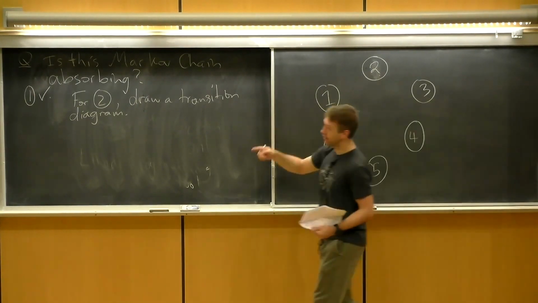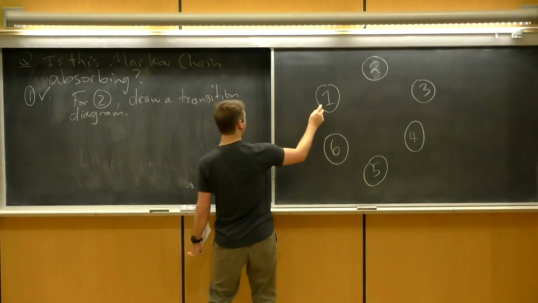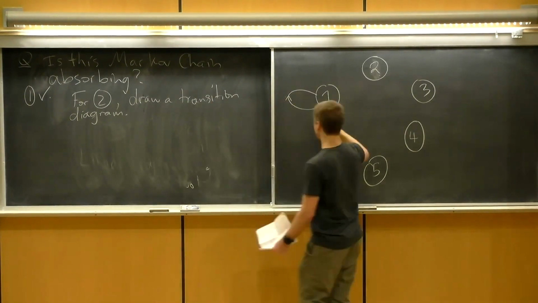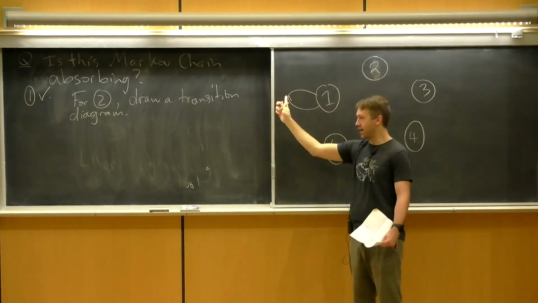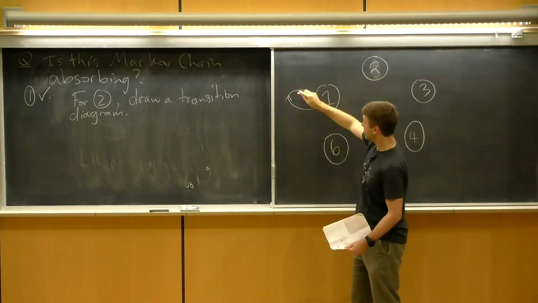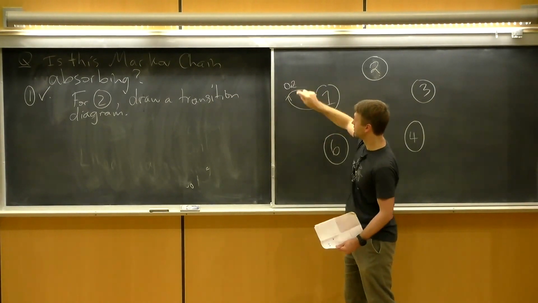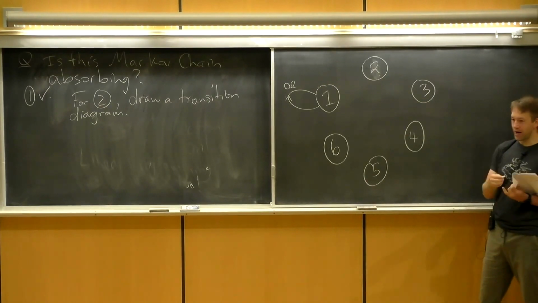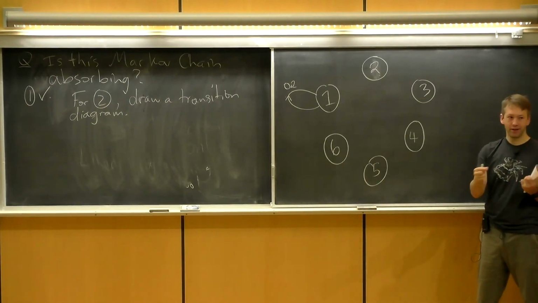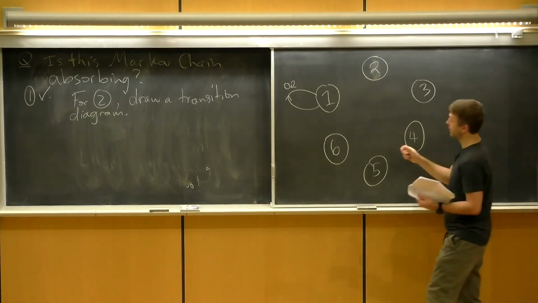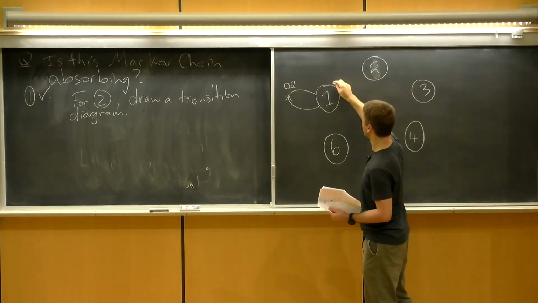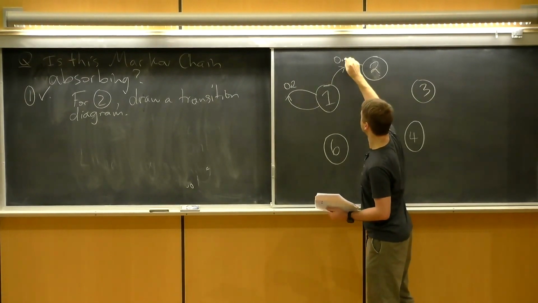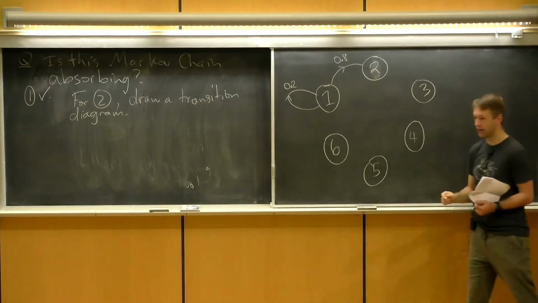So for state 1, I know that one thing that can happen is it can go right back to state 1. So this is an arrow going out of state 1 and back into state 1. And that happens with probability 0.2. I'm just going to draw an arrow for every possible transition that can happen. So from state 1, I could also go to state 2, with probability 0.8.